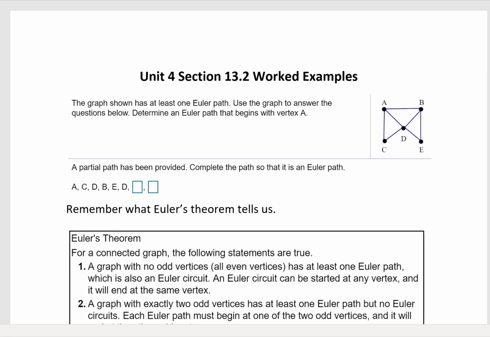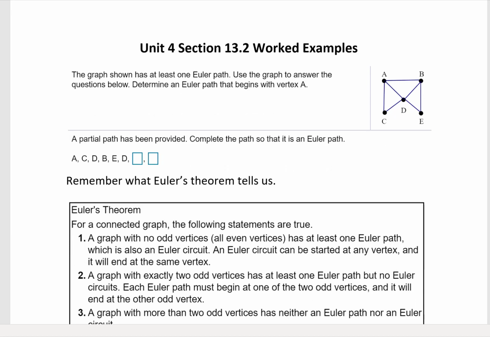Unit 4, Section 13.2 Worked Examples. The graph shown has at least one Euler path. Use the graph to answer the questions below. Determine an Euler path that begins with vertex A. A partial path has been provided. Complete the path so that it is an Euler path.